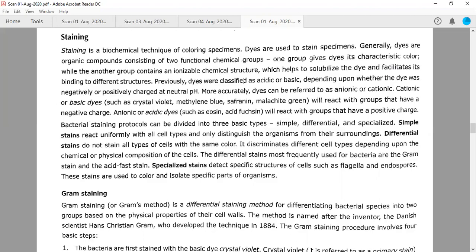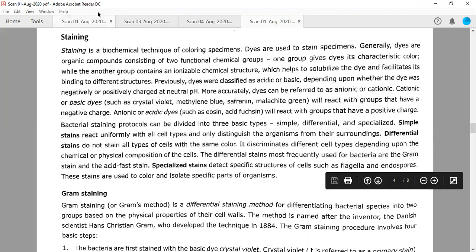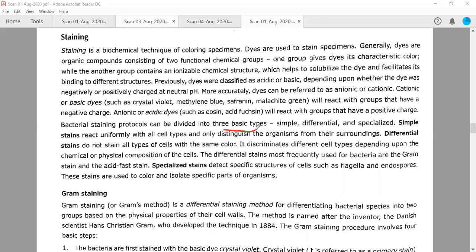So a simple question has been asked in one of the previous year papers. You need to remember from here the two types of dyes: basic dyes and acidic dyes. Okay, so they are given here. The basic dyes are crystal violet, which is used in the gram staining method, methylene blue, safranin, which is the counterstain in gram stain, and malachite green. All are basic dyes.